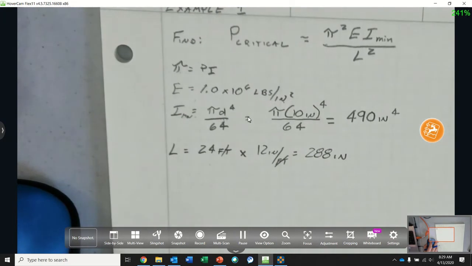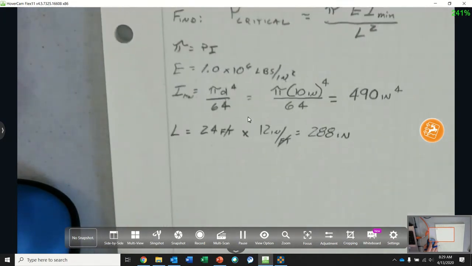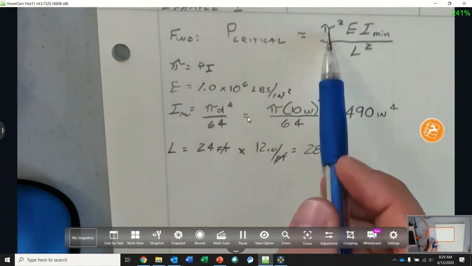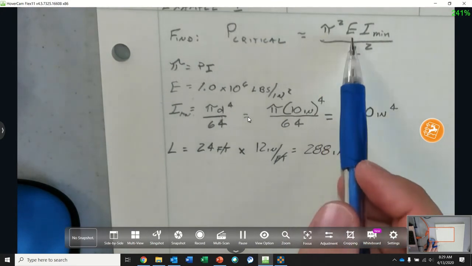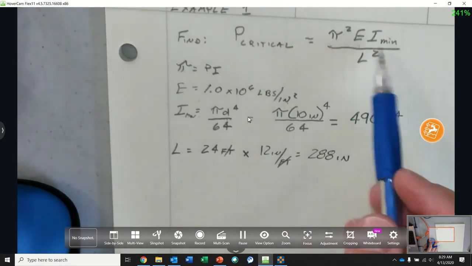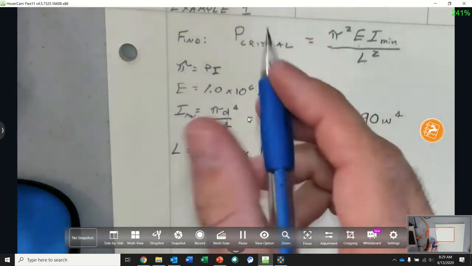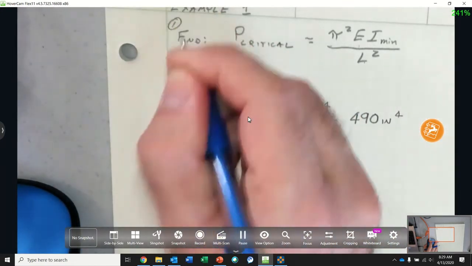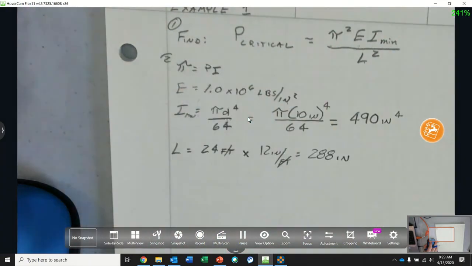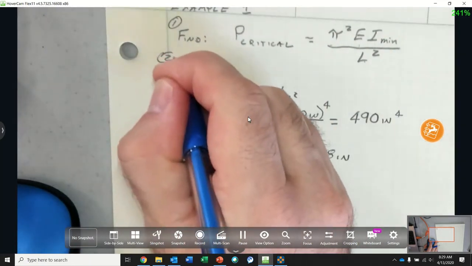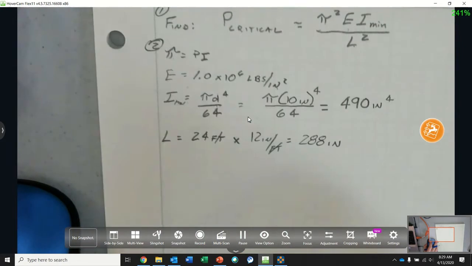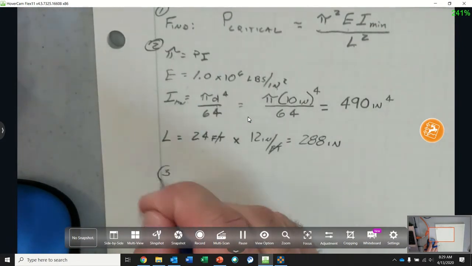Okay? All right. So now, do I have all my variables? I have pi, I have modulus of elasticity, moment of inertia, and length. So now I can find my P critical. Step 1, step 2, I'm defining all my variables. So step 3, I'm going to solve.